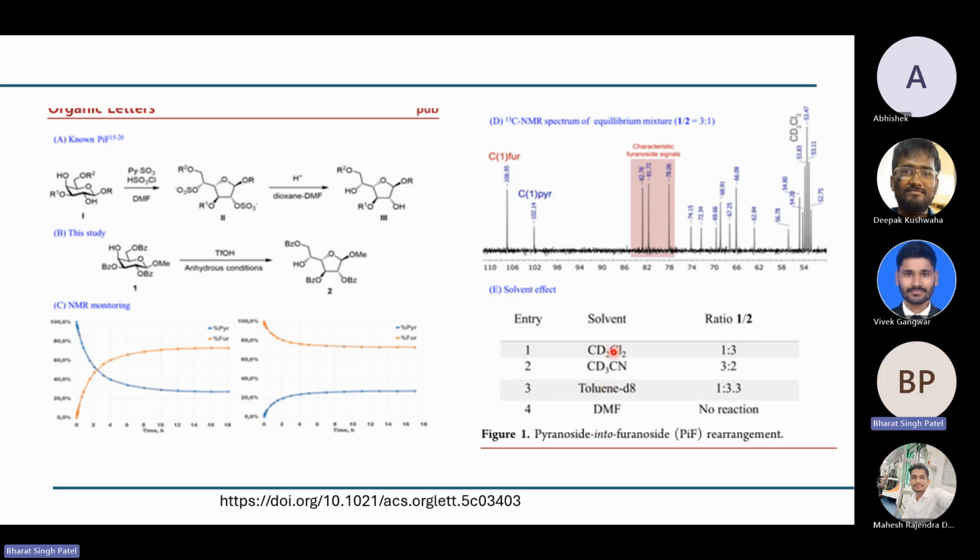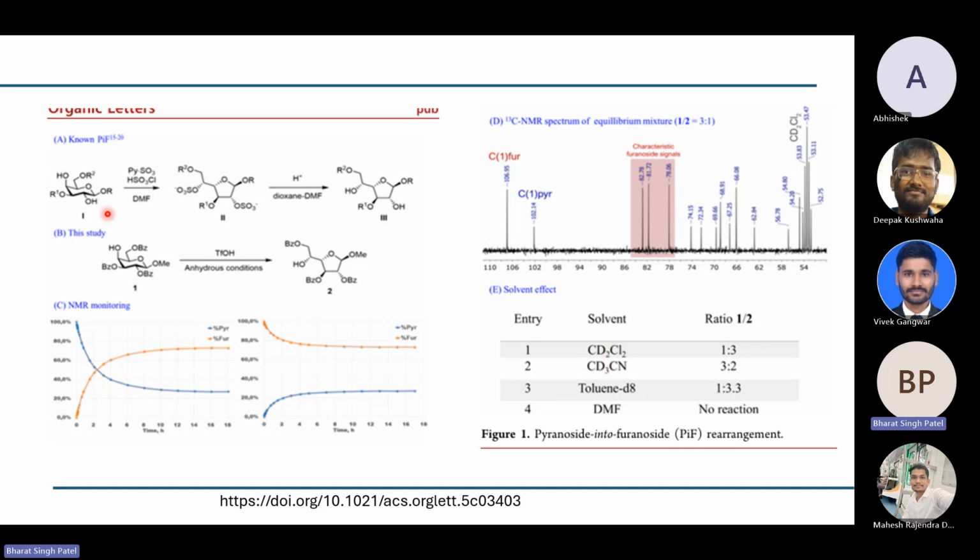What they have suggested is, when they use acetonitrile, the more polar solvent, they are not getting the selectivity, meaning the conversion to the furanoside. And when they use the less polar solvent, toluene-d8, the conversion was there, but there was a problem with the solubility. So they went with a solvent of in-between polarity. They mentioned that much only.